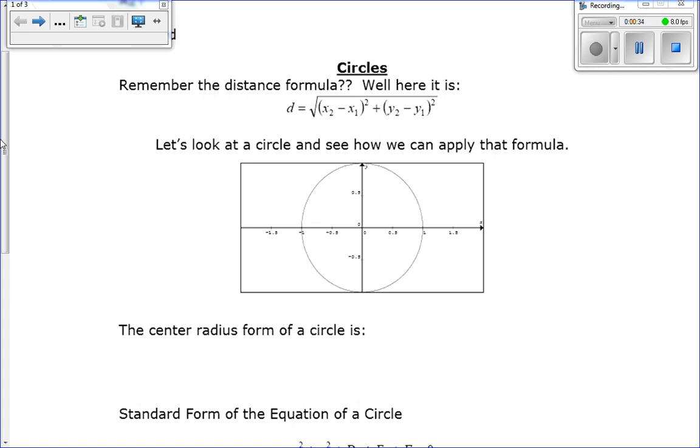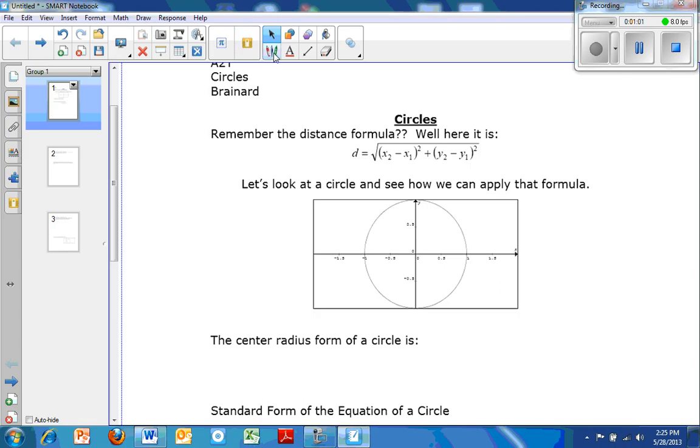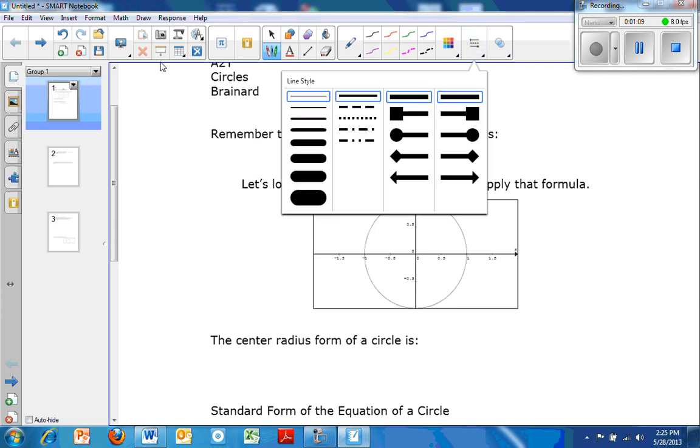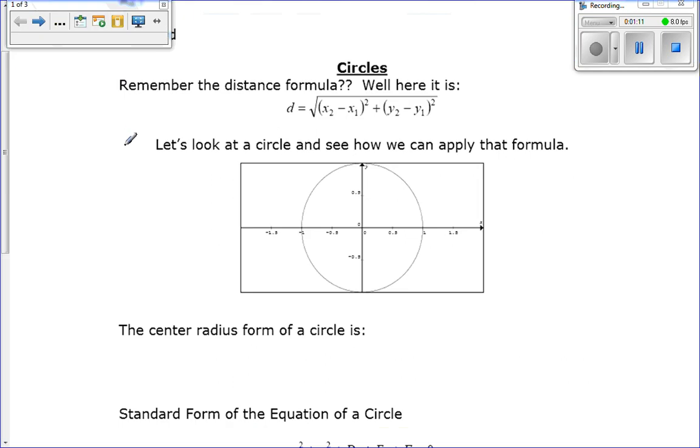When we're talking about circles, we can use the distance formula, and when we did trig, we talked about the circle formula. They're all related because the distance formula really just comes from the circle. So I was just going to show you how that works real quick here.